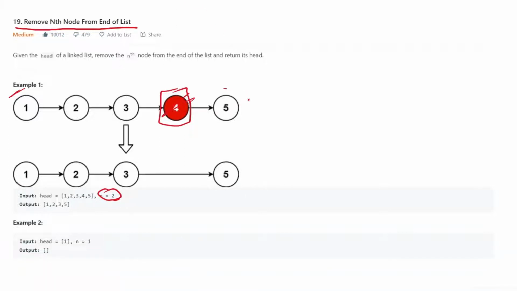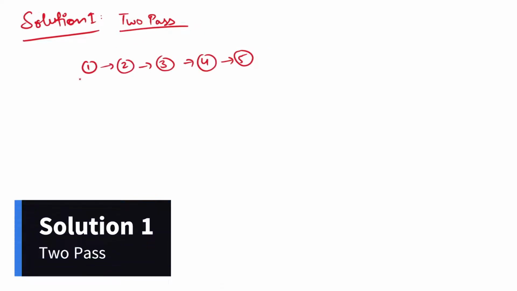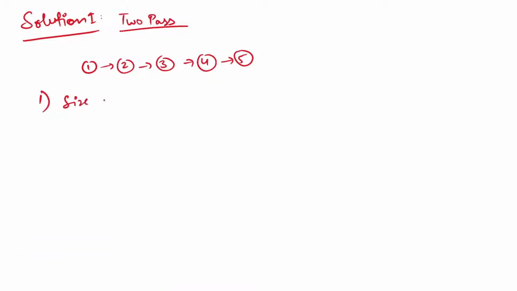So how are we going to solve this problem? Let's see. We can solve it in two parts. In the first part we will calculate the size. Let's say after calculating, we find the size is 5. Now, if I have to delete the second node from the end, you can also say that I have to delete the 5 minus 2, third node. From here, at a distance of 3, 1 2 3, you have to delete this node.